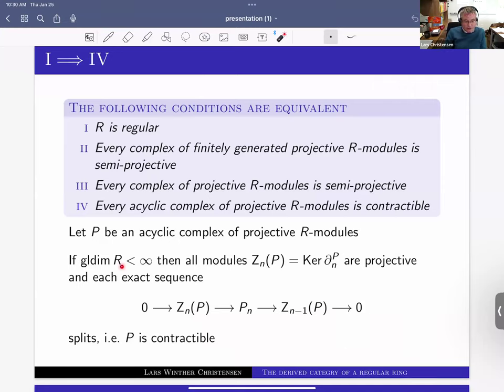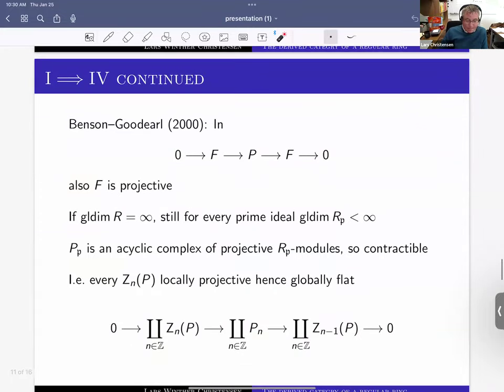Now, this was all under this extra assumption that the global dimension is finite, which of course is not a reasonable assumption. But what comes to the rescue is a result that, to my knowledge, was first proved in 2000, in I think a Pacific Journal of Math paper by Dave Benson and Goodearl. It says that if you have a short exact sequence in which you have the same flat module F at either end, and a projective module in the middle, then the module F actually has to be projective itself. It looks strange, right? But that's what it says. And again, it's important that it's the same flat module.